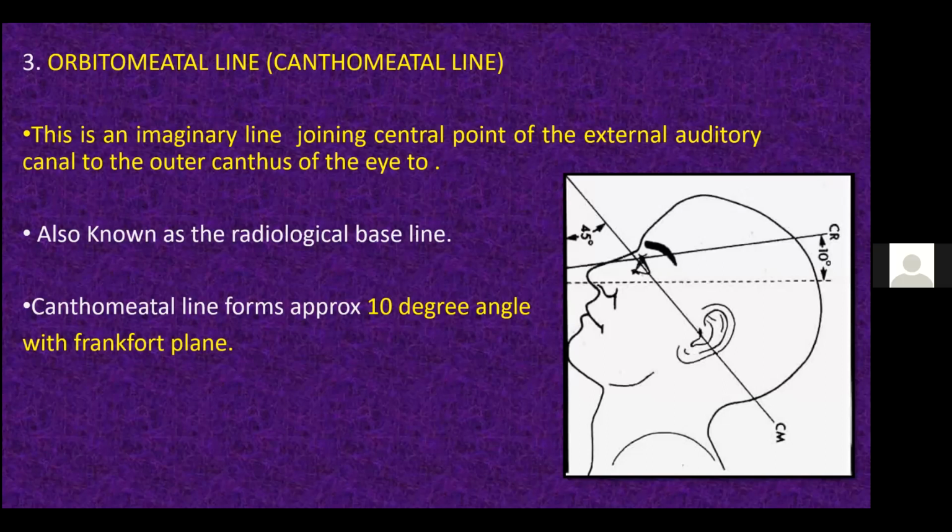Which horizontal plane do we use in OPG? Answer fast. Frankfurt horizontal plane. How much angle do they form? So Frankfurt and Canthometal form around a 10 degree angle.